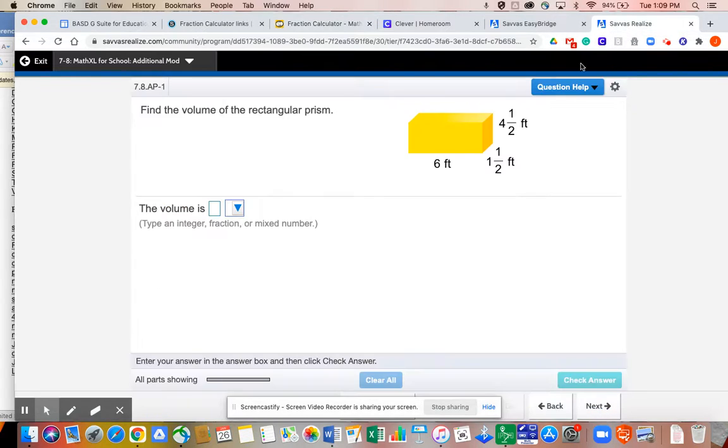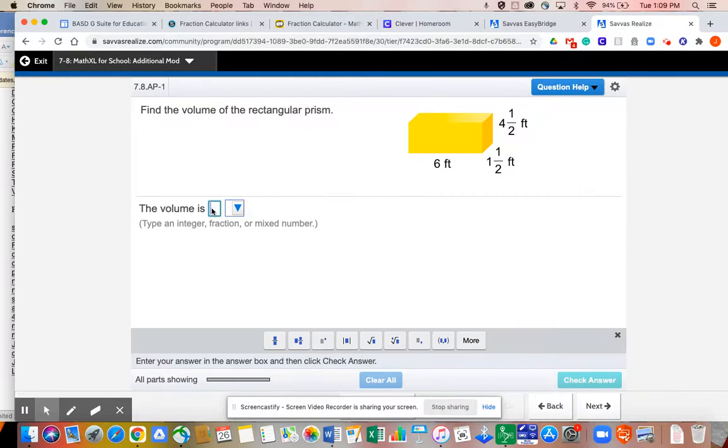The problem with that is this is a fraction problem, so SAVVAS is expecting a fraction answer. So we click in that bar where the answer is going to go, and we come down, and this is my mixed number button. So I hit the mixed number button, and you see where the whole number goes. That's where the 40 gets typed. I click up top, my 1. I click down to the bottom. I get 2.